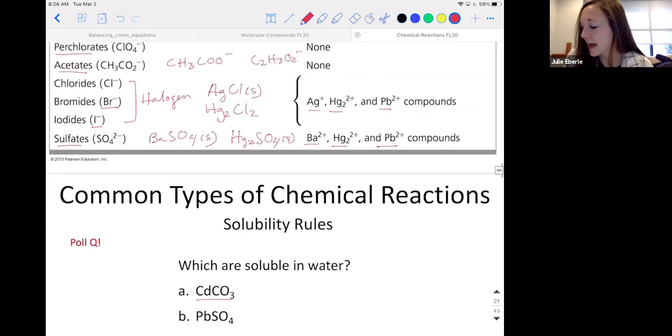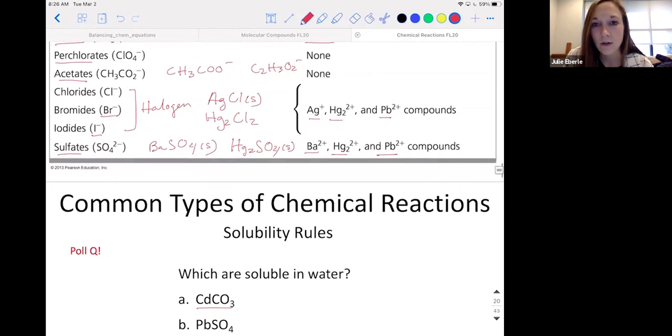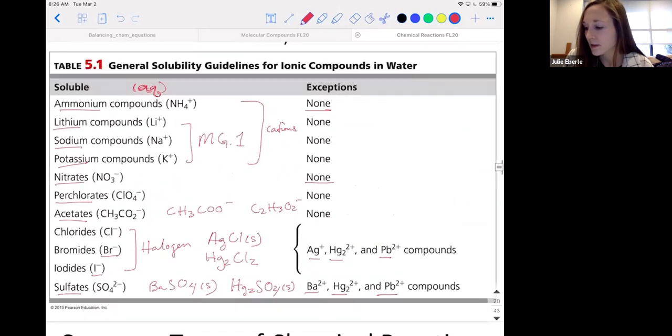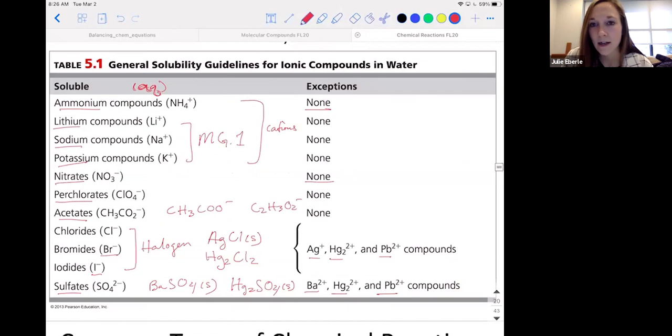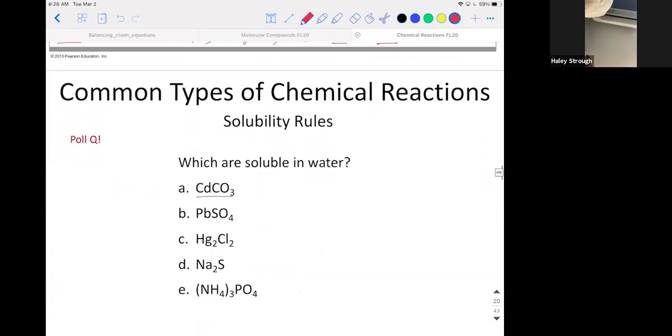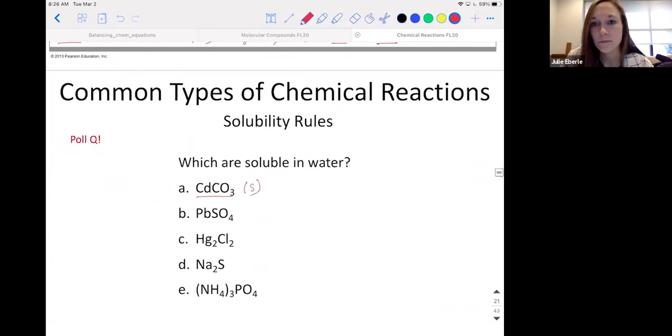Is cadmium, which is Cd, on our solubility chart, and is carbonate? If you look through every cation and every anion, neither one of those is on there. So what that means is this is going to form a solid. This is not going to be soluble. It will not be aqueous. So it will not be soluble in water. It will form a solid. Okay, so you should not have selected A.